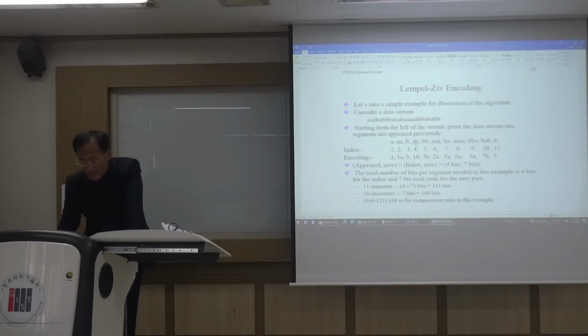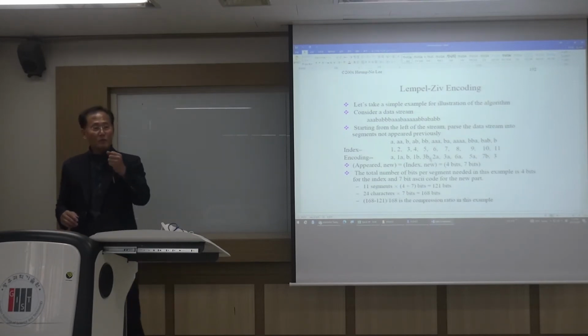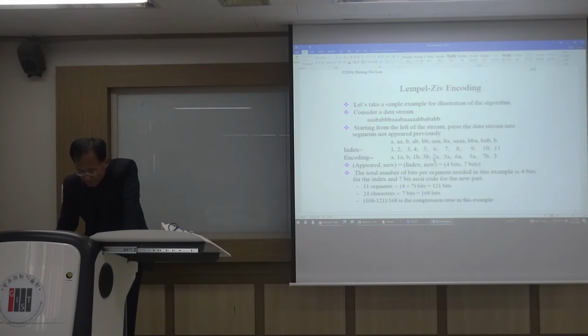How about AB? A appeared in my index, so it is 1 and B. And then BB. B was my third indexed item, so 3 I use for the first one. B is a new innovation, so 3B. So what I'm doing, I'm using the history, I'm using the index, so that I can compress, and for the new part, I'm just using ASCII code. So that's what I'm doing. Once I have done that, these are the encoded output. So this is the encoded result.